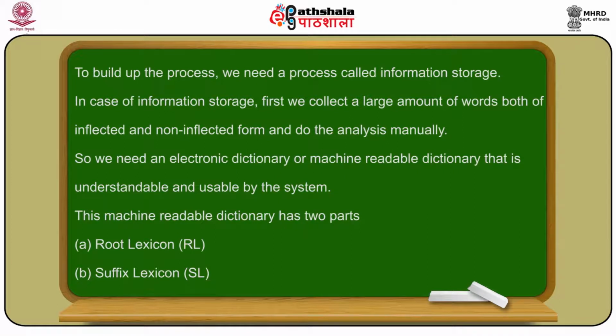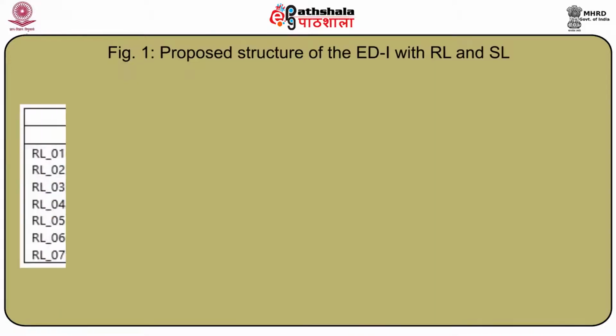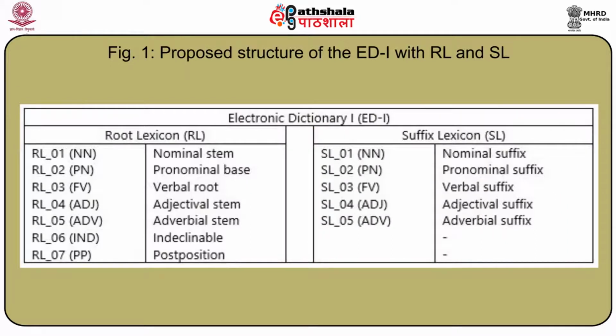So while we are developing the resources of the system, we need an electronic dictionary which contains a root lexicon as well as a suffix lexicon. The root lexicon contains the normal and allophonic variants of verb roots, noun stems, pronominal bases, adjective stems, adverb stems, postpositions and indeclinables in their lemmatized form. So the root lexicon will contain this information in a systematic order in different classes under several major categories. While the suffix lexicon contains the total list of suffixes and all their possible morphophonemic variants available in the language.